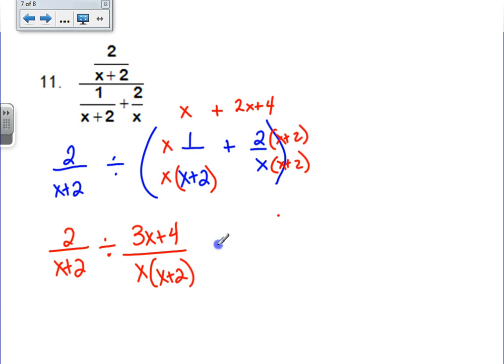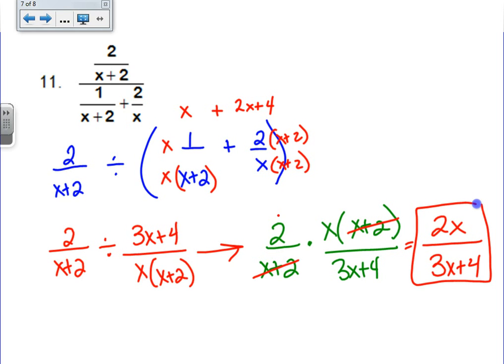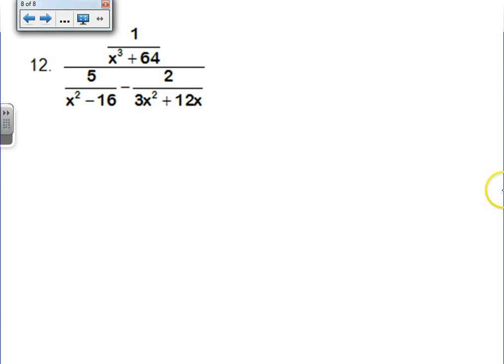Okay, now it would be a good time to rewrite this as a multiplication problem. So the first fraction stays as 2 over (x plus 2), but now it's going to multiply by x times (x plus 2) over (3x plus 4). And you're going to notice that the x plus 2's are going to cancel, leaving us with 2x in the numerator and a 3x plus 4 in the denominator. Okay. But, oh, that's fun.